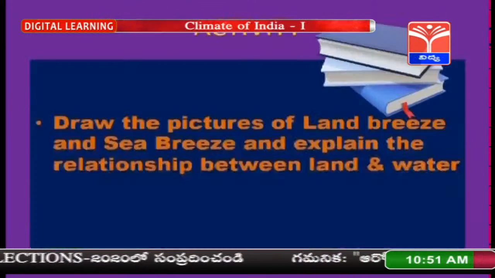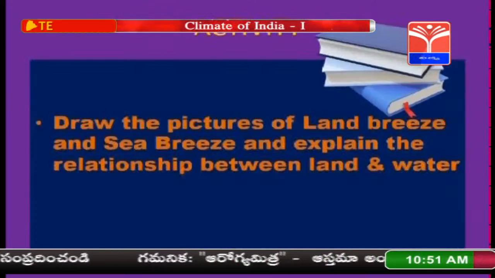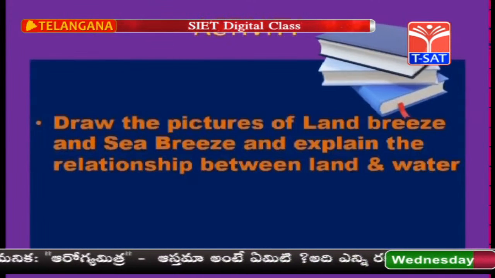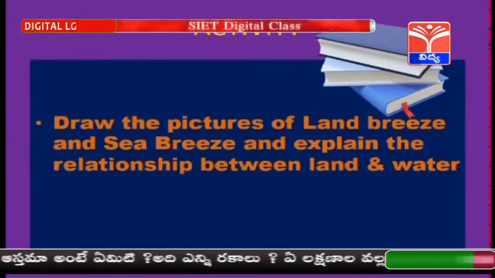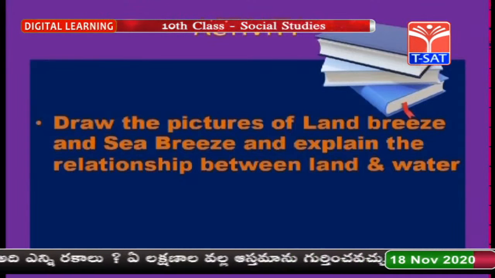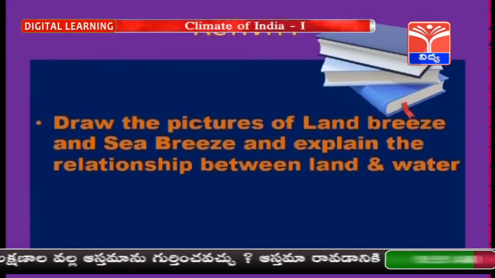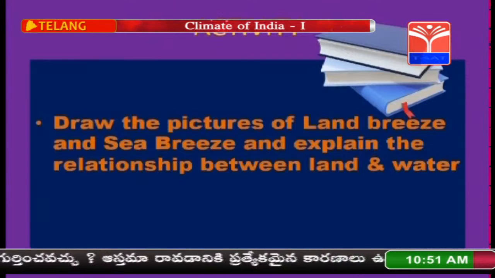Am I clear? Okay. So, based on that, you need to do one activity. Draw the pictures of land breeze and sea breeze and explain the relationship between land and water.